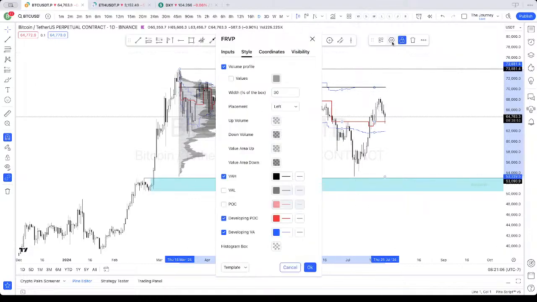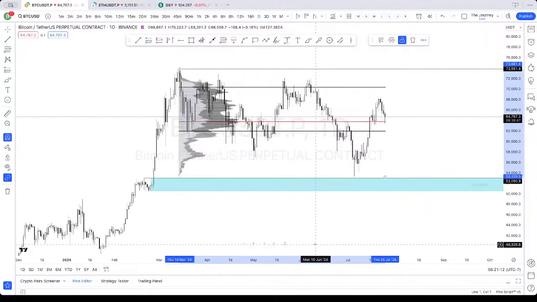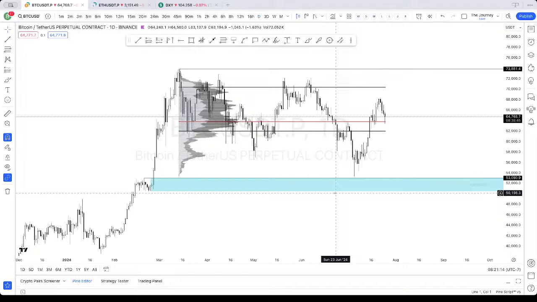And let's take the developing ones off. Okay, so value area high, value area low, POC, right? When looking at these, I tend to look more at the developing value area and the developing POC more than I do the actual value area and the actual POC.